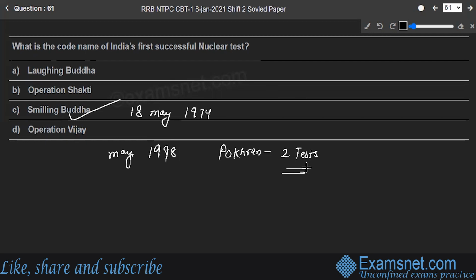So, we have option C as the answer to the question. If we talk about Laughing Buddha, it's a symbol of happiness, contentment, prosperity, but Smiling Buddha was assigned the code name to India's first successful nuclear bomb test on 18 May. Operation Shakti. In May 1998, India again conducted a series of Pokhran tests, and this was known as Operation Shakti.